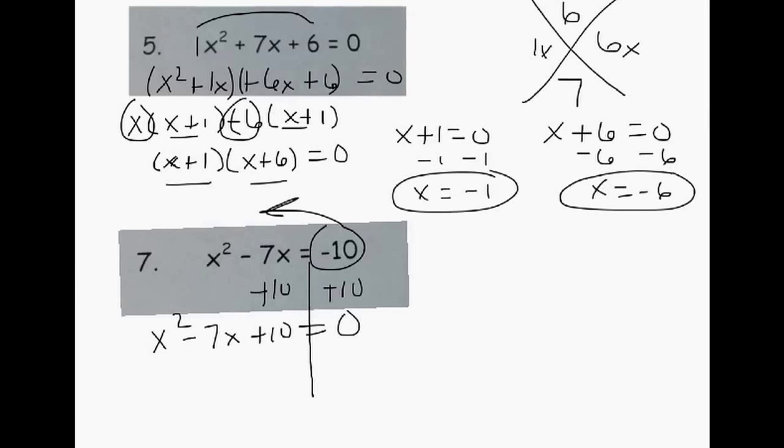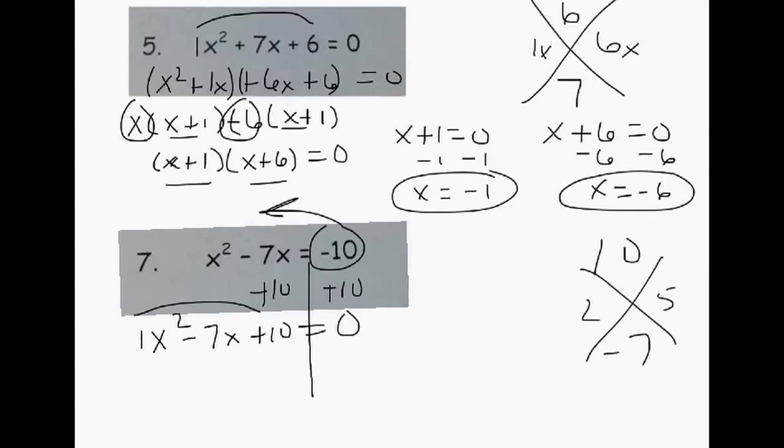Okay. Then we see, is this factored? It's not factored, so we do 1 times 10 is 10 on top, negative 7 on bottom. Our factors of 10 that are going to make negative 7 are 2 and 5, and to make negative, we have to put a negative on them.